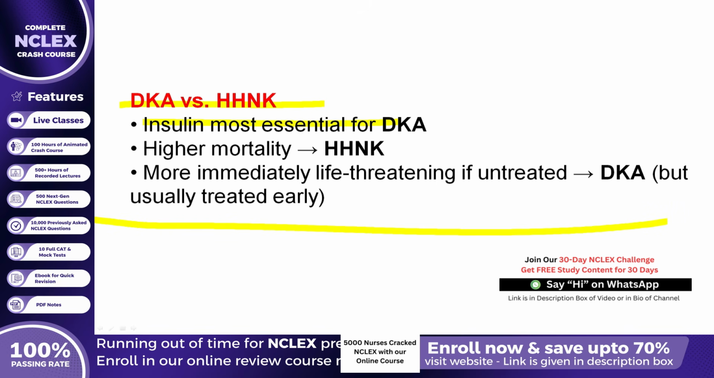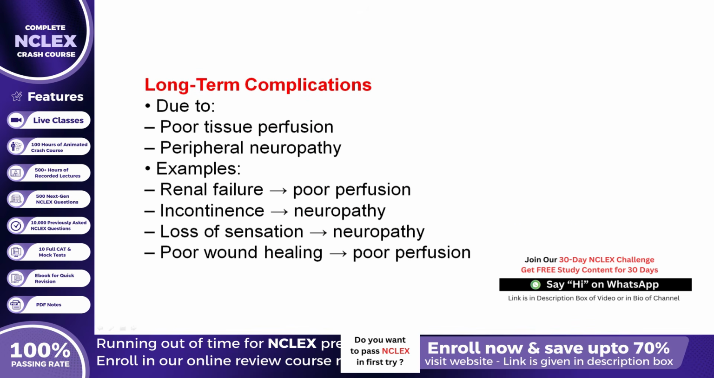Moving into long-term complications of chronic hyperglycemia, these issues primarily occur due to poor tissue perfusion and peripheral neuropathy. Examples of these complications include renal failure, which results from poor perfusion. Another example is incontinence, which develops due to neuropathy. Loss of sensation is also a consequence of neuropathy. Finally, poor wound healing reflects ongoing poor perfusion.